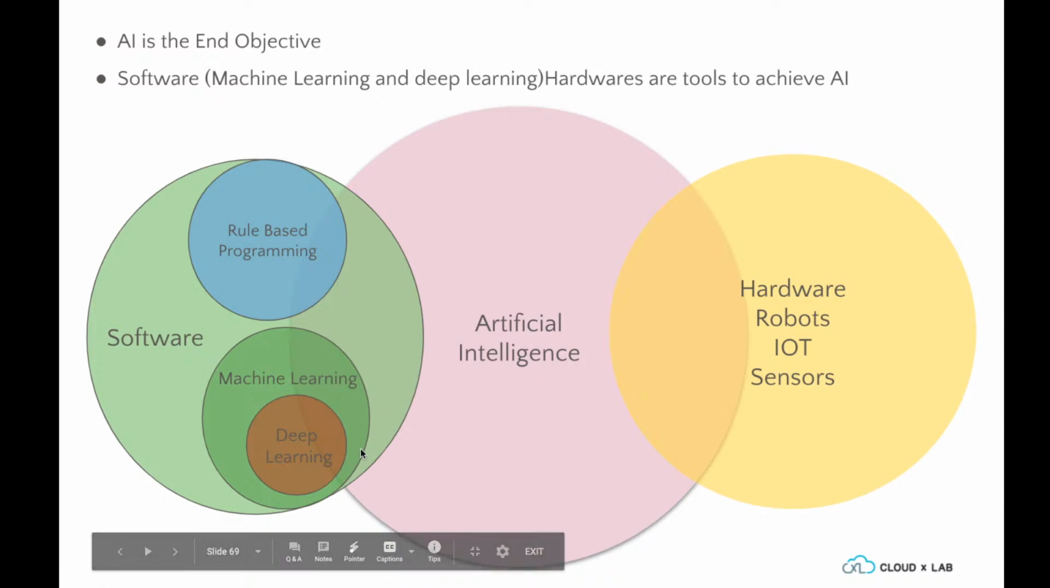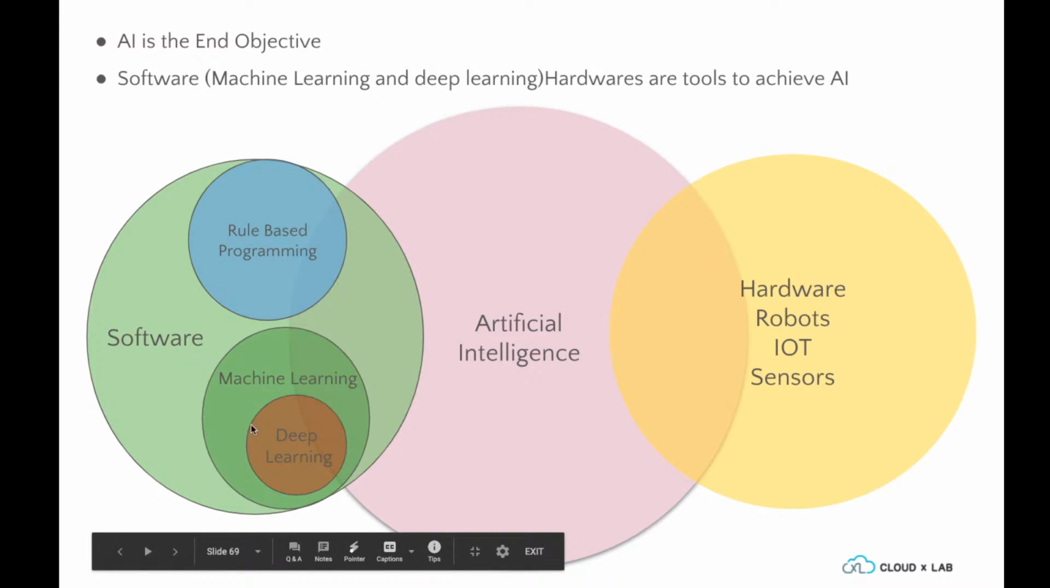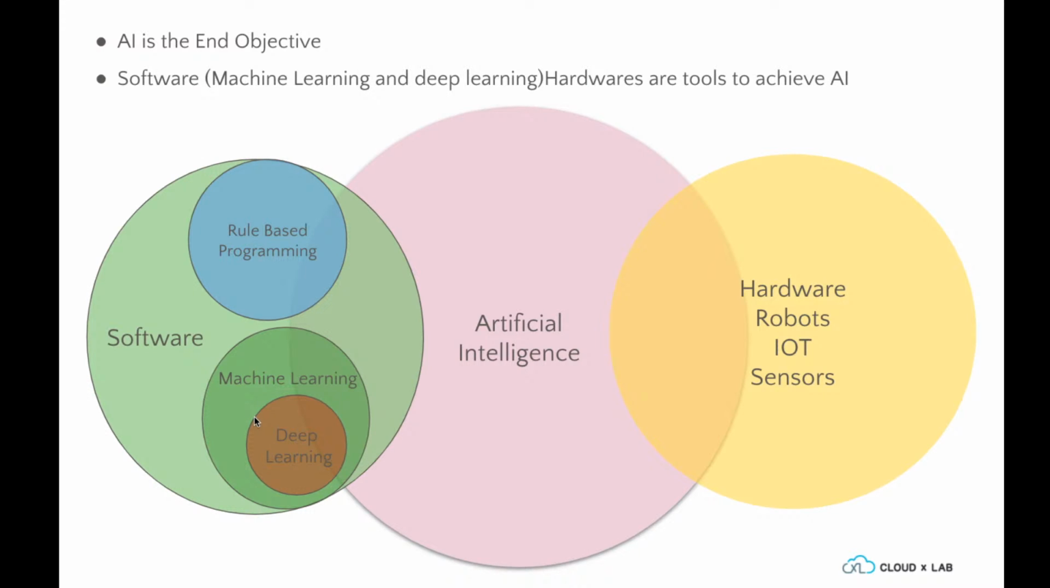And what is deep learning? I'm now first introducing the concept of deep learning. Deep learning is a small subset of machine learning which leverages deep neural networks, which we'll talk about later in this class, to solve machine learning problems.